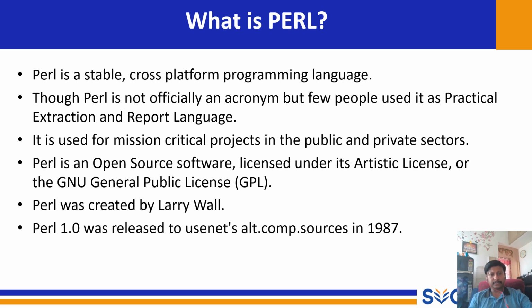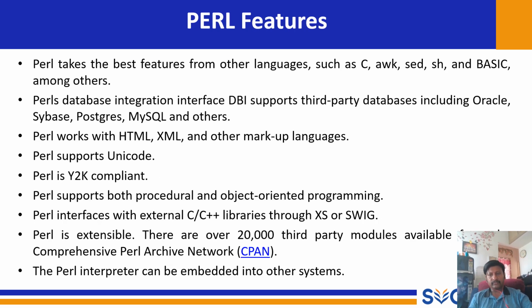And the father of Perl is Larry Wall, and the earliest version of Perl is 1.0, and now we are using Perl 5.0. This Perl was released in 1987. What are the features of Perl? Perl takes the best features from other languages such as C, Awk, Sed, SH, BASIC and others.